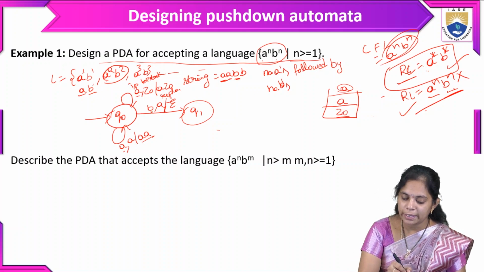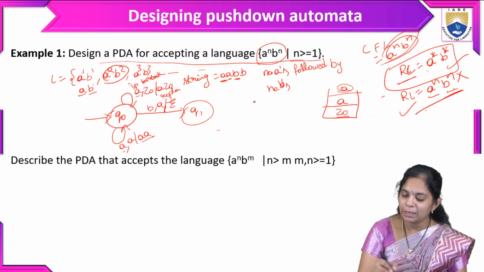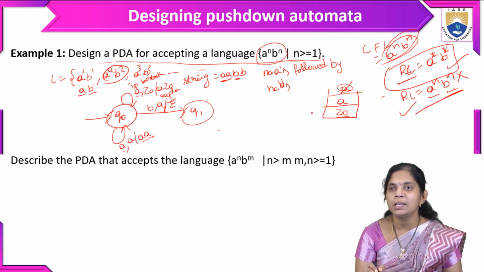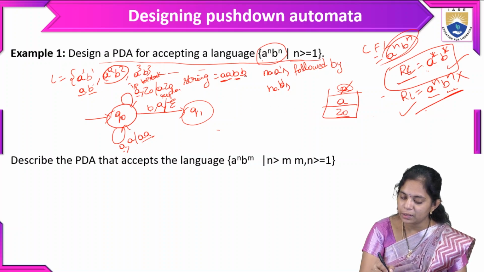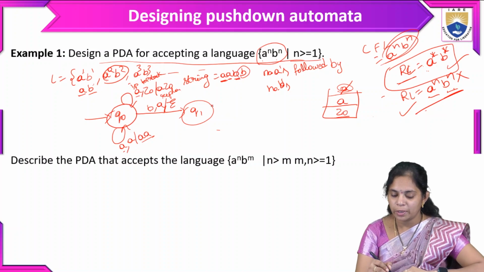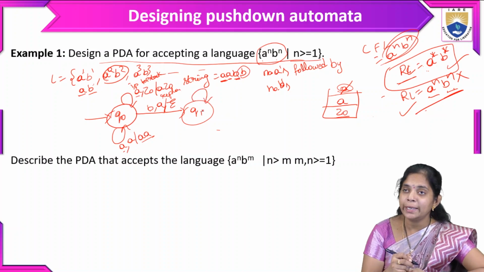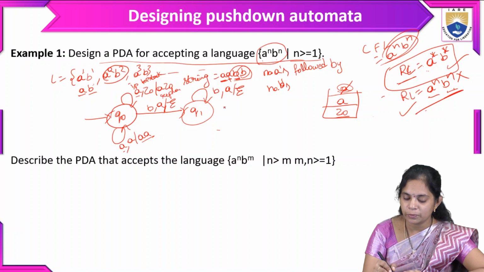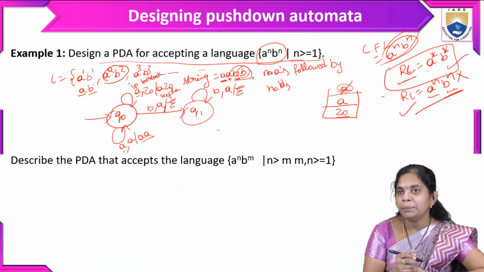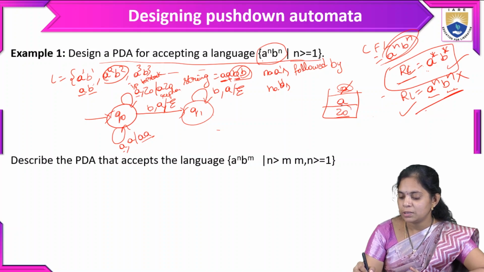So here for reading B, we need to pop the top of the stack symbol, that is A. And here we have multiple B's, one more B also. So for this one, we need to write a loop like B, and the top of the stack symbol is A, and we need to pop one more A. So for multiple B's, this is the operation we need to perform.